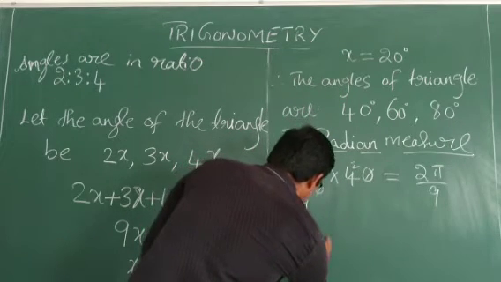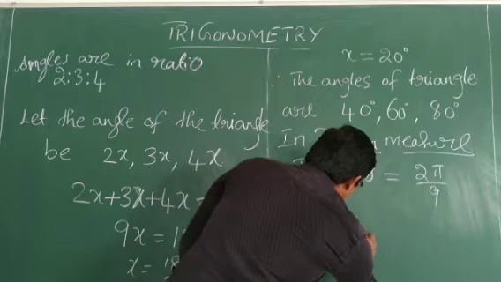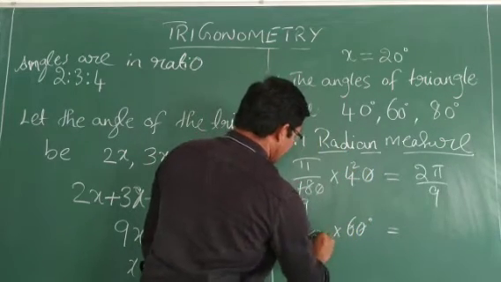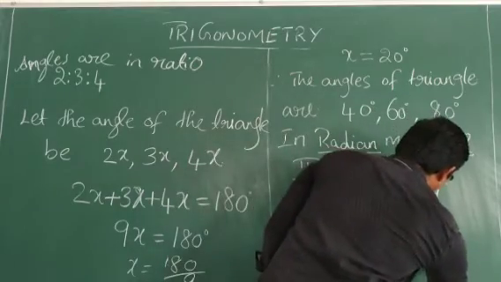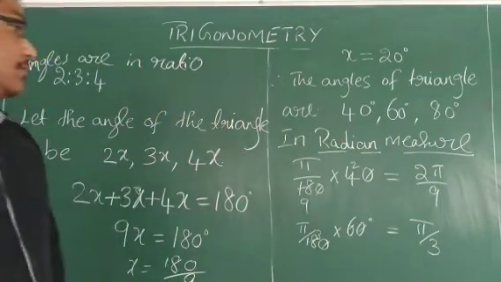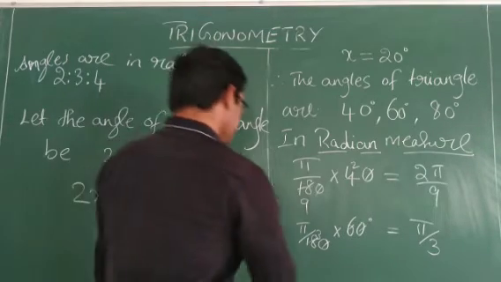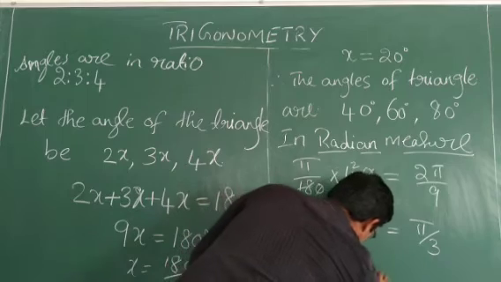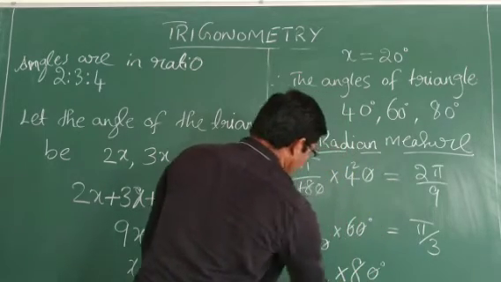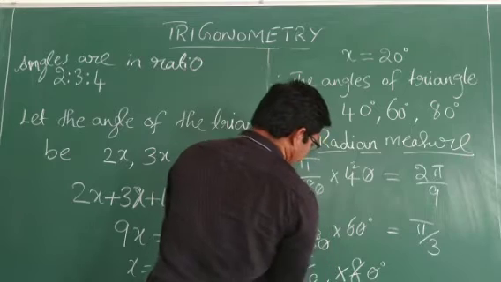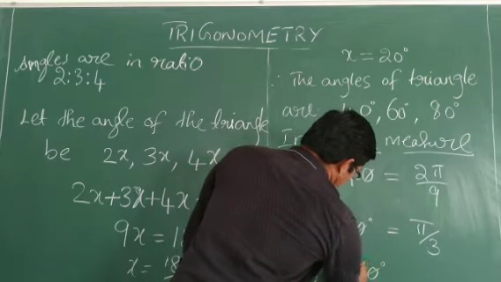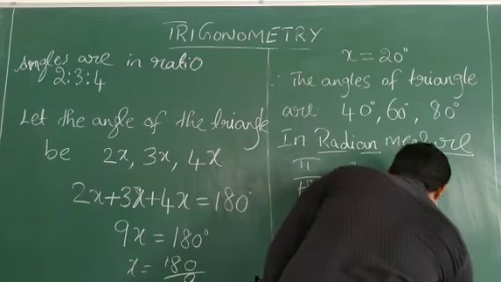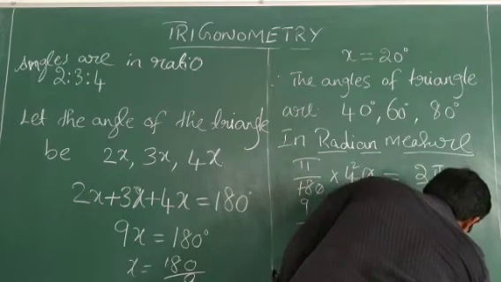And same for 60 degrees. Again pi by 180 into 60 degrees. Cancel 0, cancel 3 times, we get pi by 3. 80, again we get pi by 180 into 80. We can cancel 0, we can cancel 2 into 4 times, and this is 2 into 9 times. So we get 4 pi by 9.